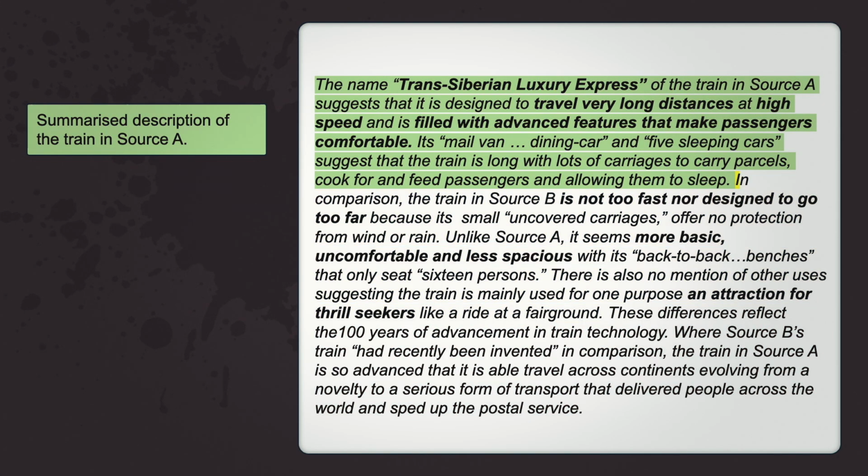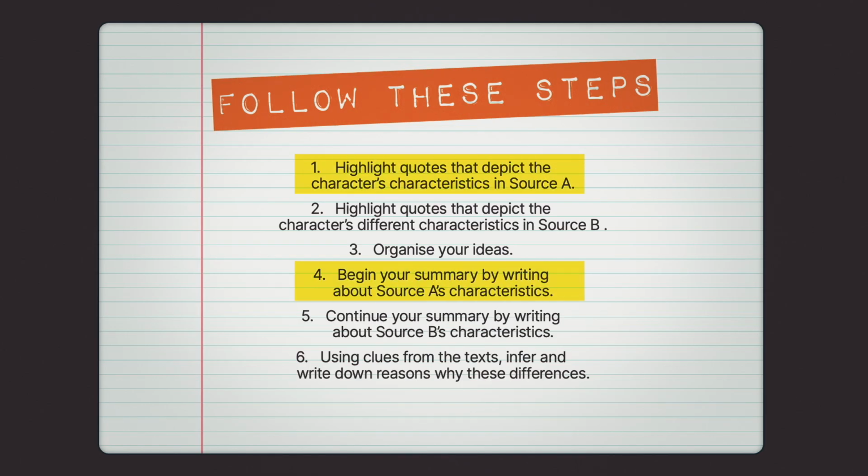The green section, summarise description of the train in Source A, links to the 6 steps I just gave you. The first green part of my answer are steps 1 and 4. Highlight quotes that depict the character's characteristics in Source A. And step 4, begin your summary by writing about Source A's characteristics.